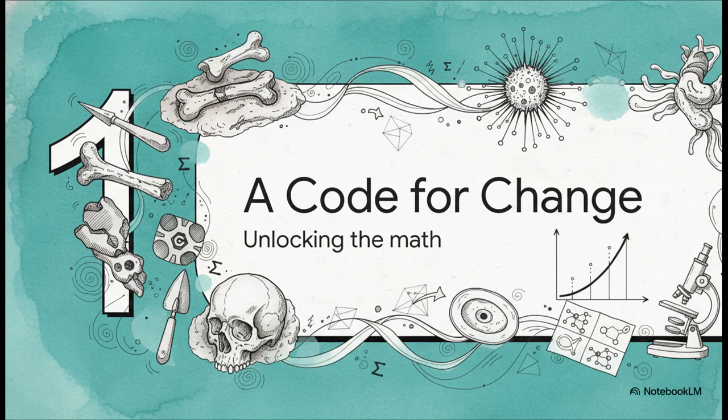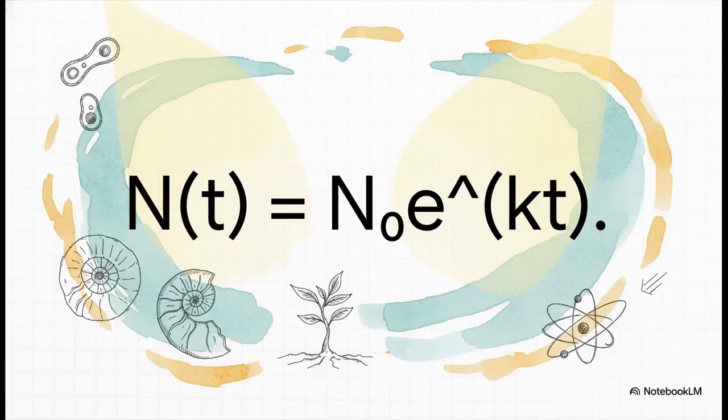Think about it. It works for any situation where the speed of change depends on how much stuff you already have. So it doesn't matter if you're an archaeologist digging up ancient bones or an epidemiologist tracking a virus. You are both using the exact same fundamental math to get your answers. How cool is that?